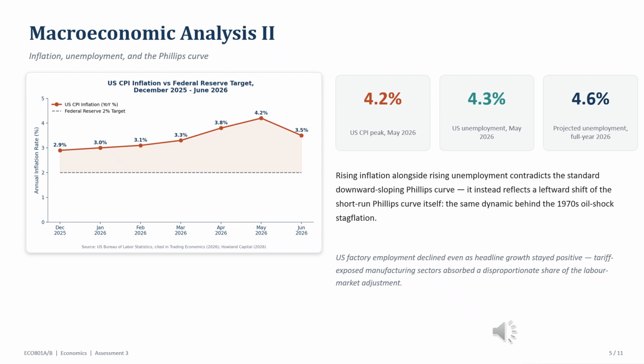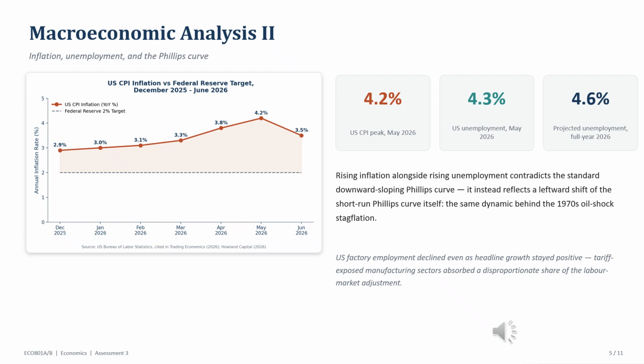As shown in the graph, US inflation increased from 2.9% in December 2025 to 4.2% in May 2026, before falling slightly to 3.5% in June 2026. At the same time, unemployment remained relatively high at around 4.3%, with projected unemployment reaching 4.6%. This means that inflation and unemployment are rising at the same time. The situation contradicts the traditional short-run Phillips curve relationship.